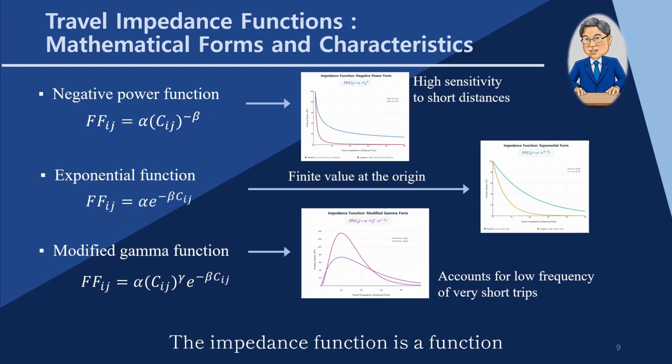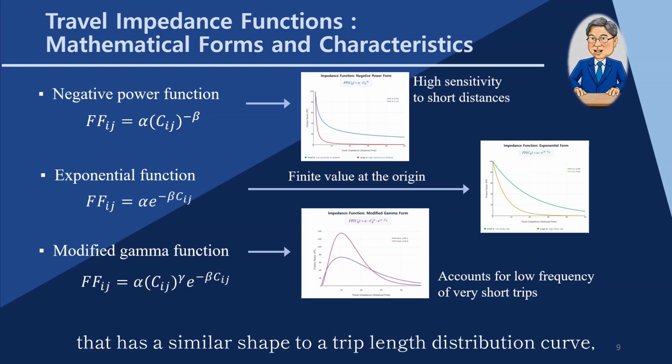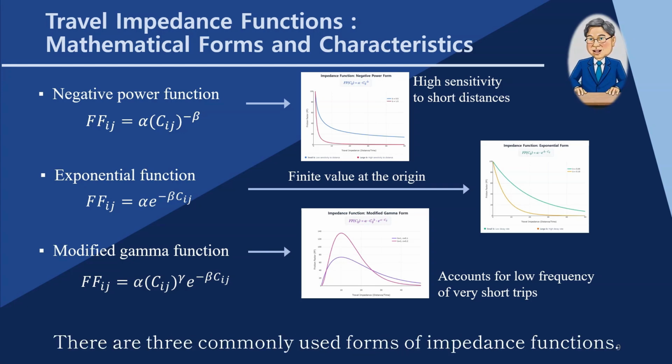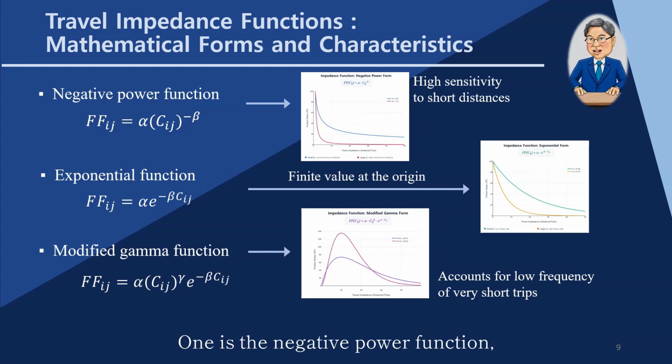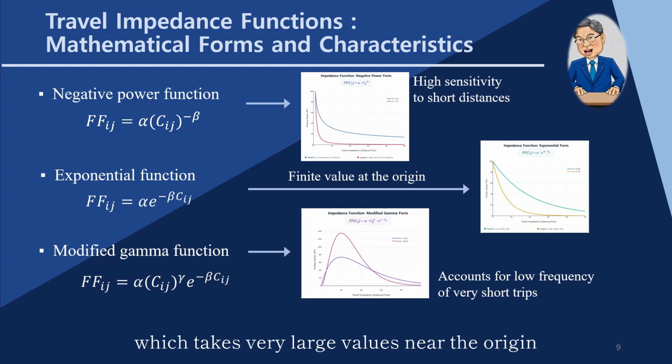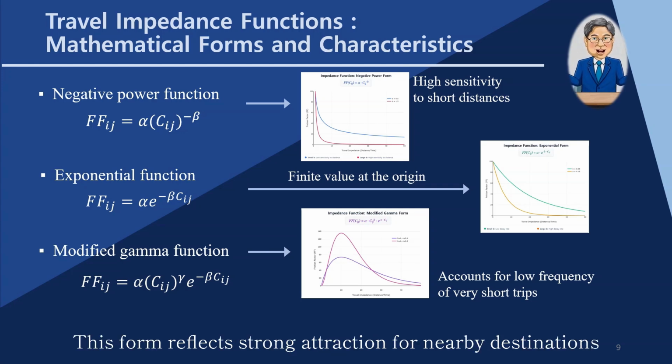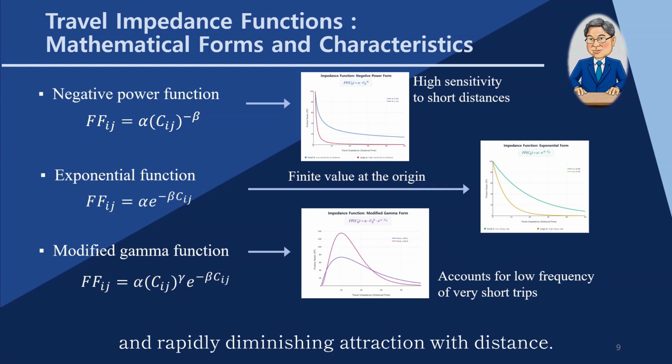The impedance function is a function that has a similar shape to a trip length distribution curve, which depicts trip frequency by travel distance. There are three commonly used forms of impedance functions. One is the negative power function, which takes very large values near the origin and decreases sharply as distance increases. This form reflects strong attraction for nearby destinations and rapidly diminishing attraction with distance.